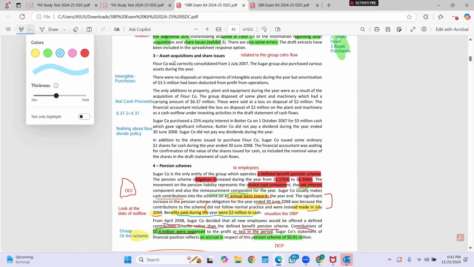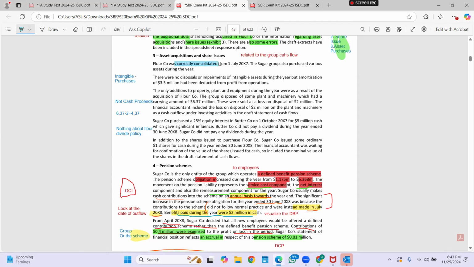Now I'm reading my third exhibit. Flaco was correctly consolidated on 1st July. That's no problem. That also gives us validity and assurance that our July balances are correct. Sugar Group also purchased some assets previously. Now, our very first paragraph, guys, is related to intangible assets.